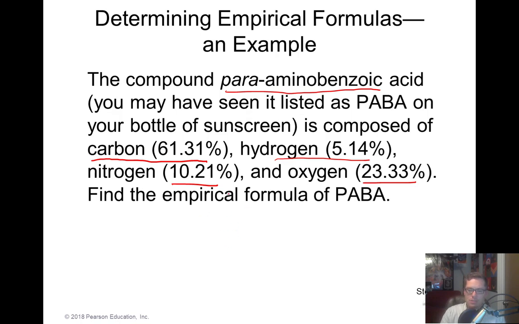First step, percent to mass. All we have to do for percent to mass is just assume that we have 100 grams of whatever it is that we're talking about. So this percentage is just going to turn into a gram, this percentage is just a gram, and this percentage is a gram. Because if we assume we have 100%, then we have to assume that we have exactly 100 grams. Okay, all of these are going to add up to 100. So we just rewrite those and change the percentages to grams. Step 1 complete.